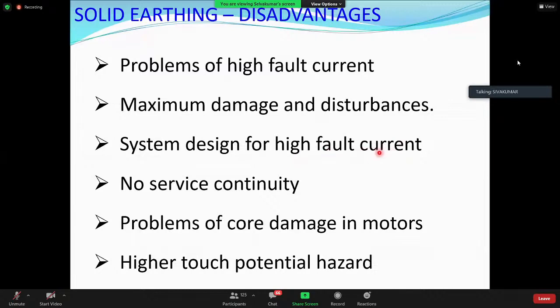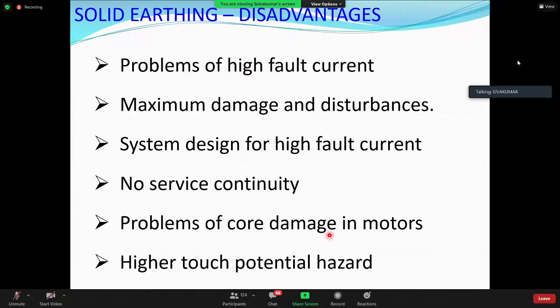And because the system trips, there will be no service continuity, at least for the faulty portion of the period, depending upon your coordination. If your coordination is poor, maybe the incomer itself may trip. And more importantly, if your installation has rotating machines, there is a sure chance of core damage in motors. Almost all industries have 70 to 75% industrial loads that are motors. So if you have an earth fault inside a motor, generally the core is involved in the current path.